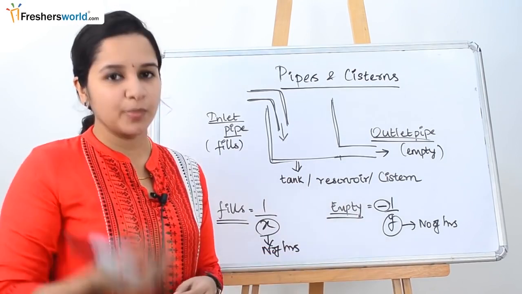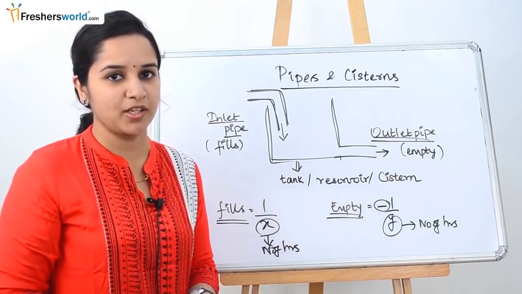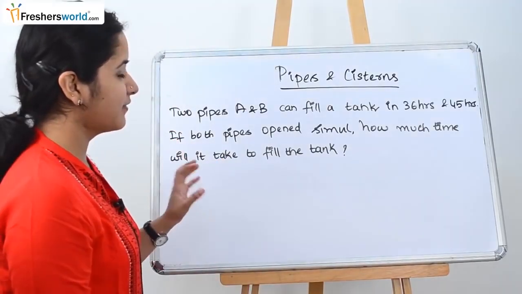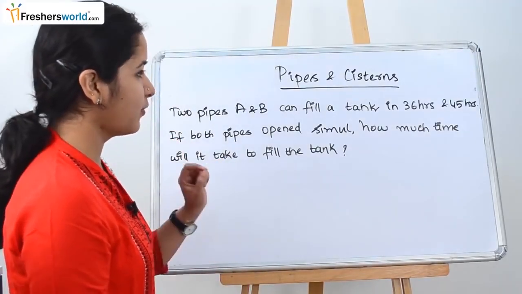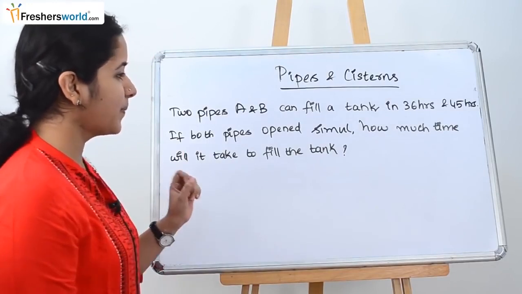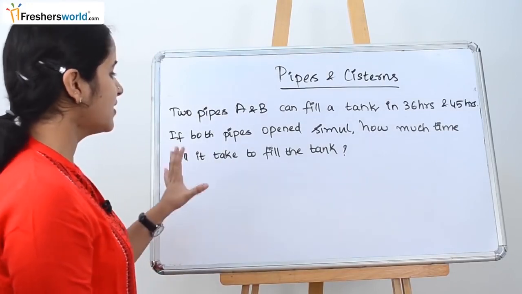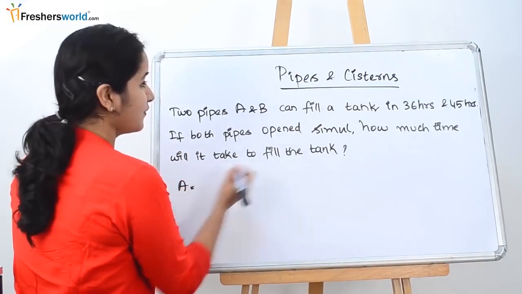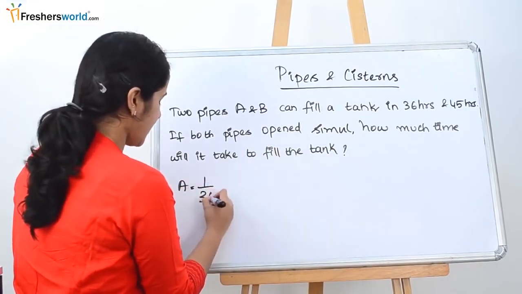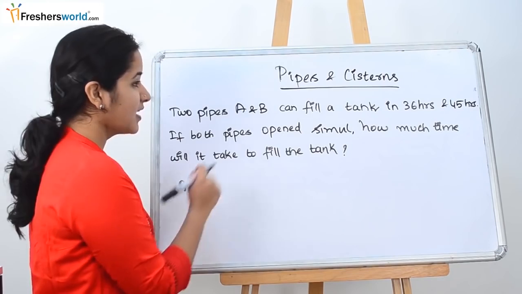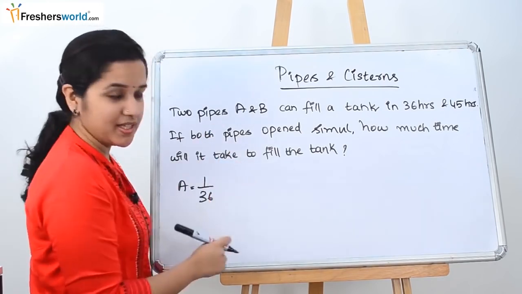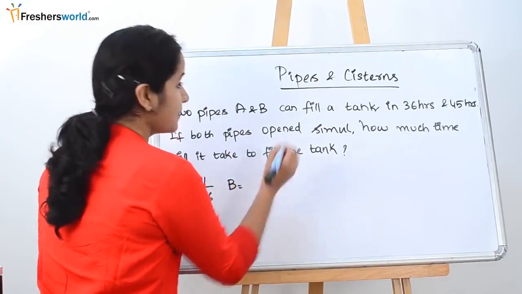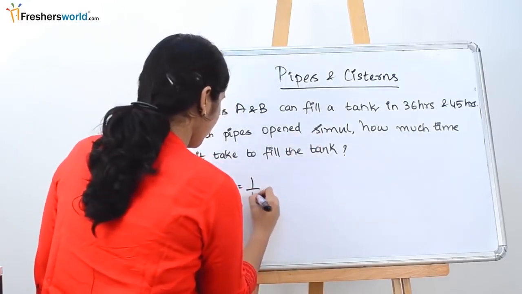So let's solve a couple of sums to understand this concept much better. The first sum: two pipes A and B can fill a tank in 36 hours and 45 hours. If both pipes are opened simultaneously, how much time will it take to fill the tank? Pipe A will fill it in 36 hours. We know that we represent the number of hours filling as 1 by x, so I am representing it here as 1 by 36. Similarly, B takes 1 by 45.